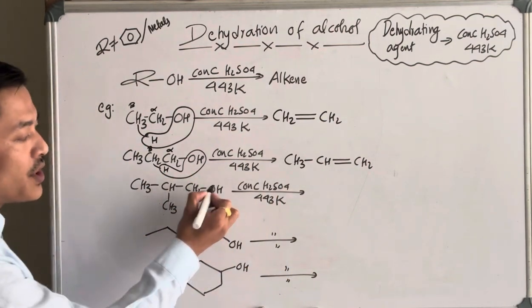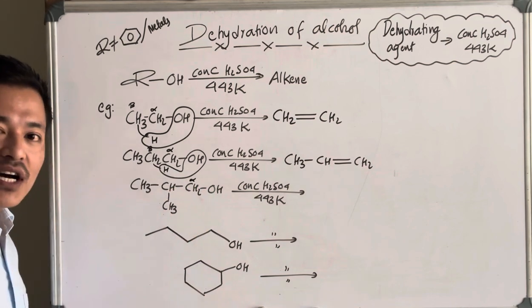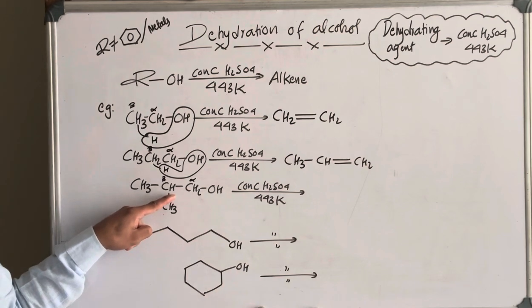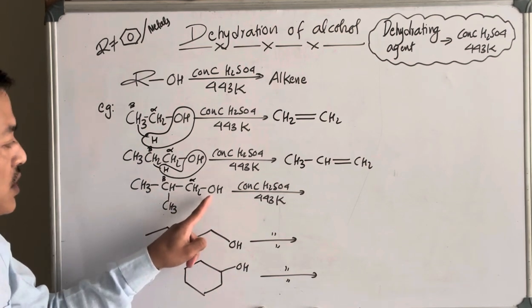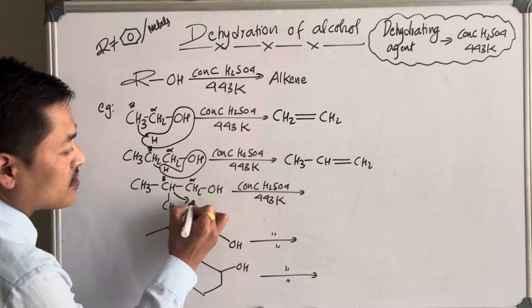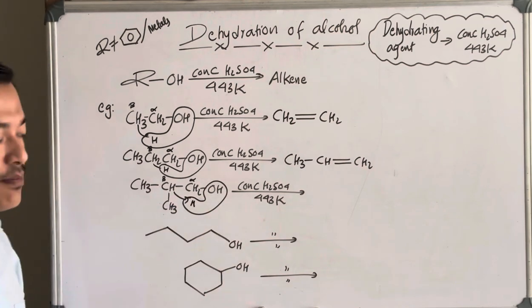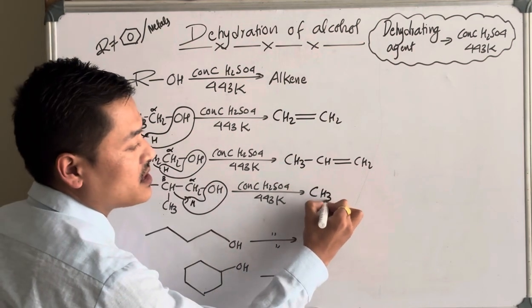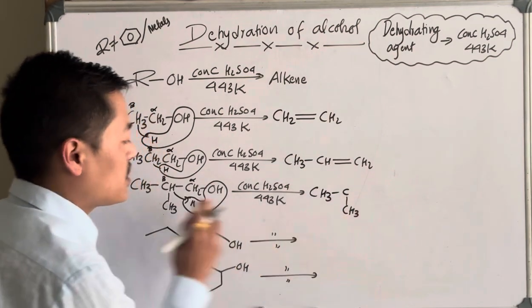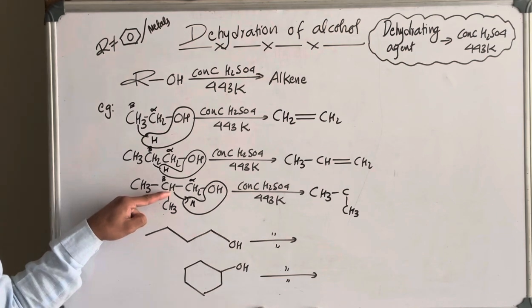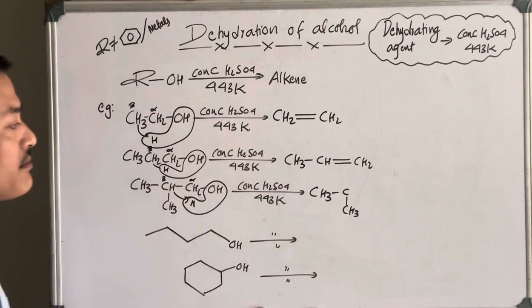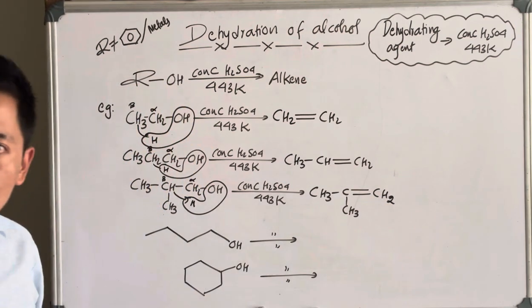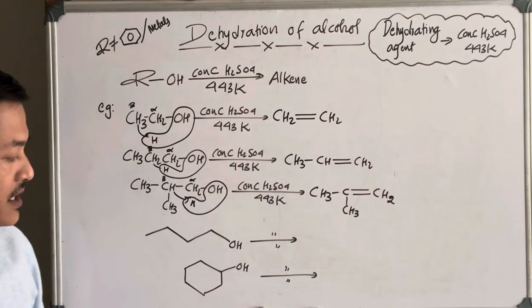Similarly, here also OH is attached to this carbon, the alpha carbon, and this is the beta carbon. The beta carbon has one hydrogen atom; this hydrogen and the OH should be removed. By the removal of H and OH you get the product CH3CH=CH2. You are removing this beta hydrogen, which is why there is a double bond between the alpha and beta position, and CH2 follows. So this is your corresponding alkene.